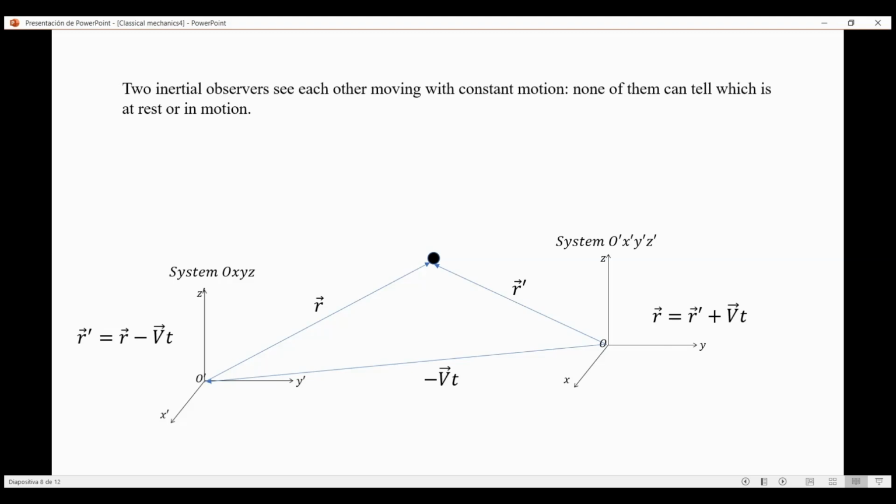Therefore, two inertial observers see each other moving with constant motion. Obviously, none of them can tell which is at rest or which one is in motion.